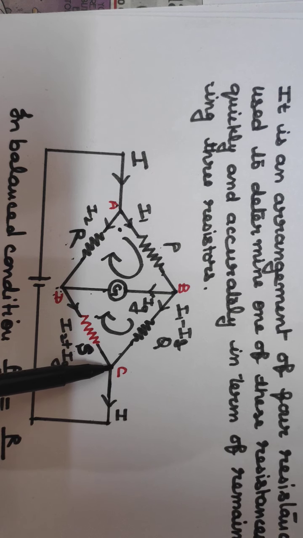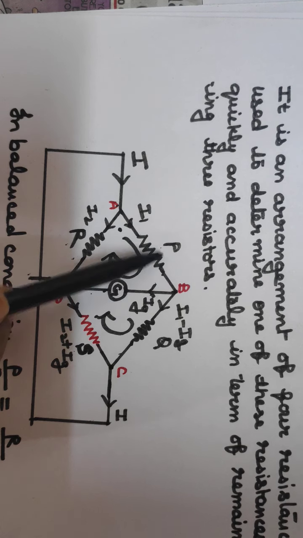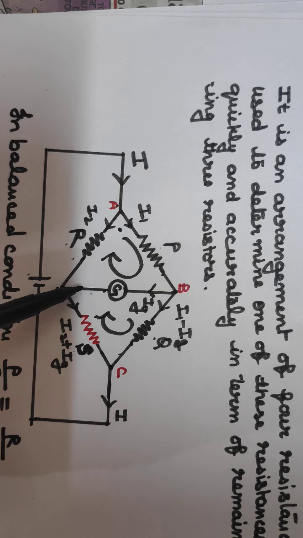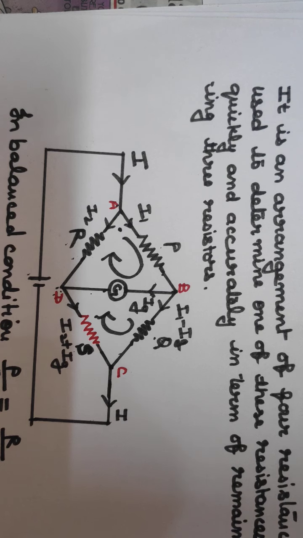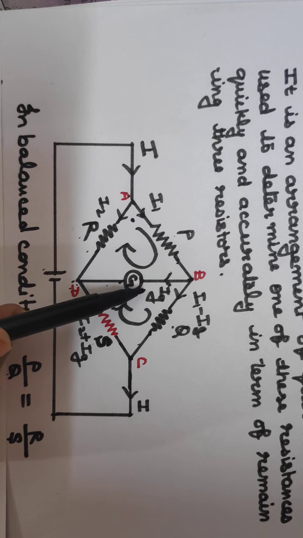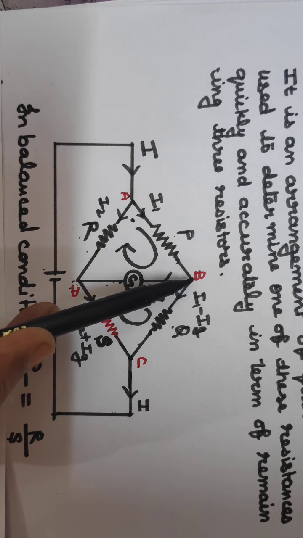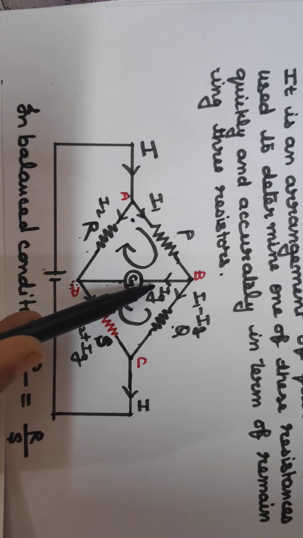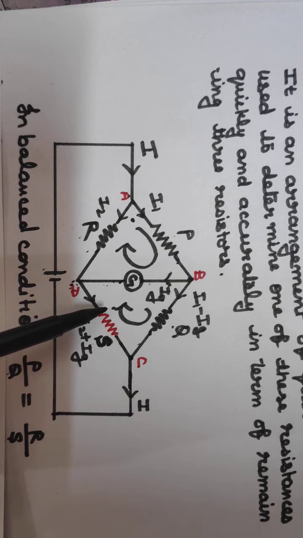and Q and R, S, their common point joined with the battery, and the common point of P and Q and of R and S joined with the galvanometer. Okay, now in this balanced condition, the potential difference across the galvanometer will be 0. In that condition we can say the potential at B will be equal to the potential at D. So in that case no current will flow through the galvanometer, and this is called the balance condition.